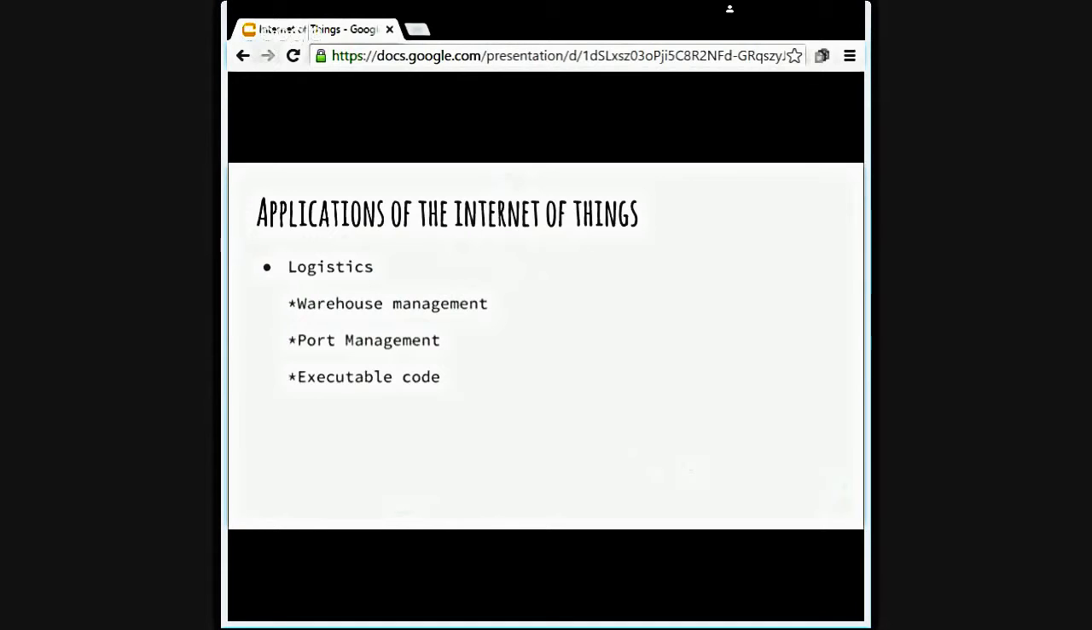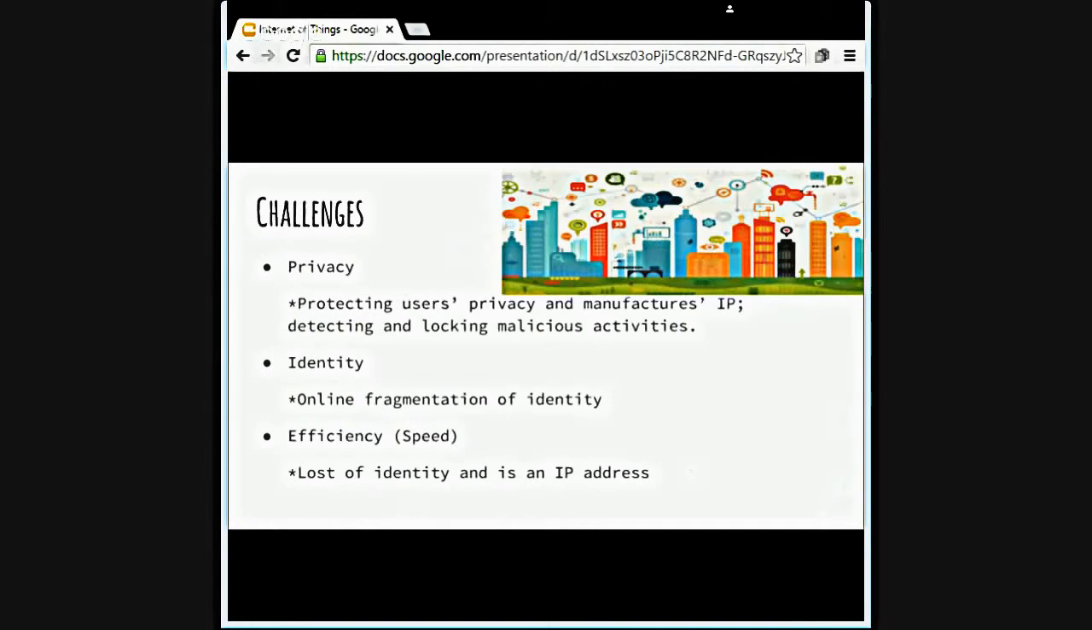Now, applications when it comes to logistics, such as warehouse management, port management, and executable code. And when it comes to education, it can help benefit special needs students, increase efficiency in school security and mobile learning and all school administration.